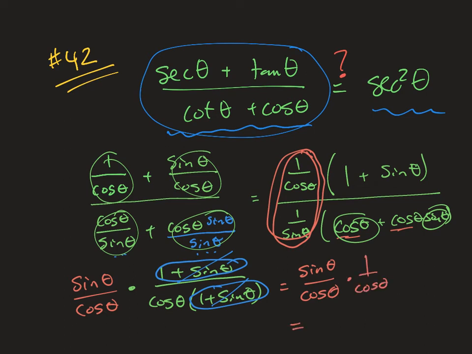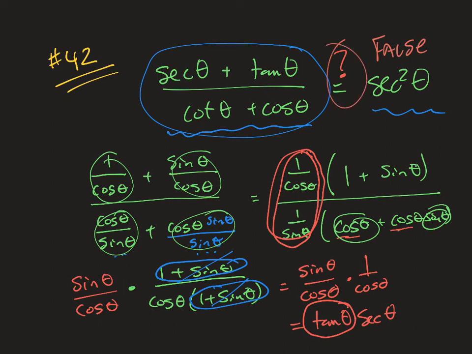And you can rewrite those with their reciprocal identities as tangent theta times secant theta. And that's the best we can do. Tangent theta times secant theta does not equal secant squared theta. That much I know. That would mean this tangent theta would need to actually be another secant theta, and it's not. So this is a huge false.